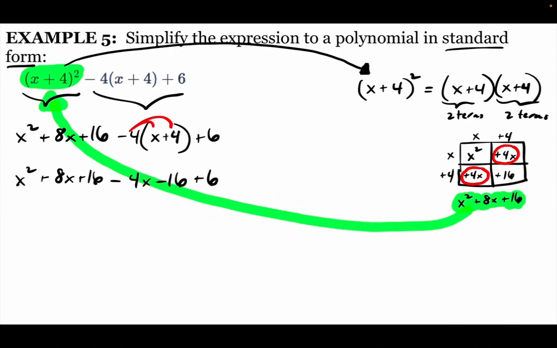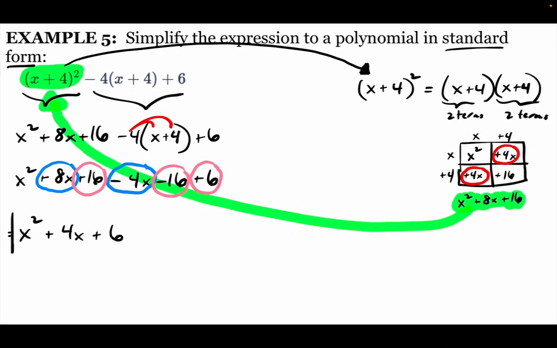Combine like terms. Let's see, we get positive 4x and then positive 6. Done. Positive 8 plus negative 4 is positive 4x. 16 minus 16 is 0. Plus 6 is positive 6.